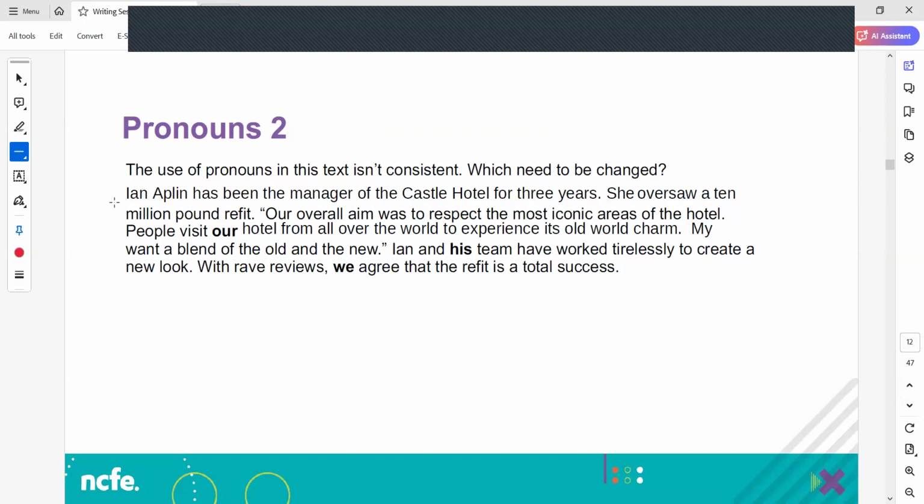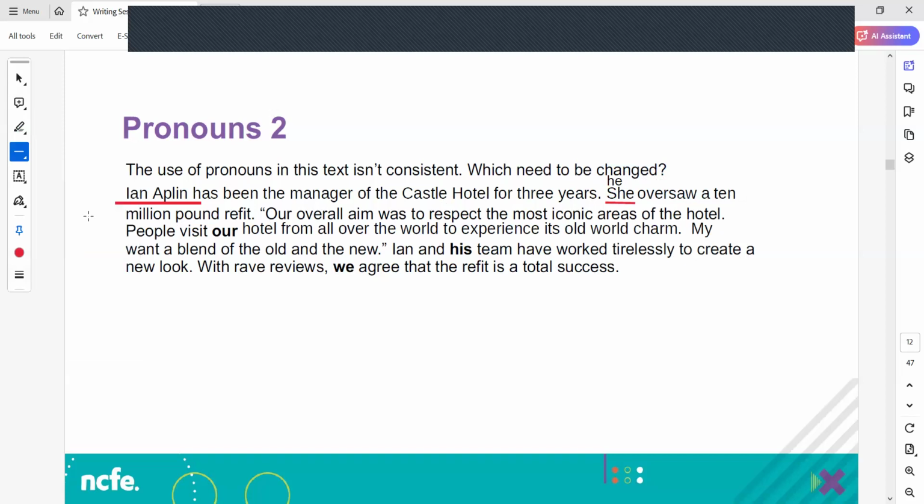So Ian Applin is a man, that's a male name. So Ian has been the manager of the Castle Hotel for 3 years. She oversaw, so there's our first pronoun, is that correct? We're talking about Ian, a man. Is this pronoun correct? No. He. No, should be he. Yeah. I'll write it with that. So he oversaw a £10 million refit.